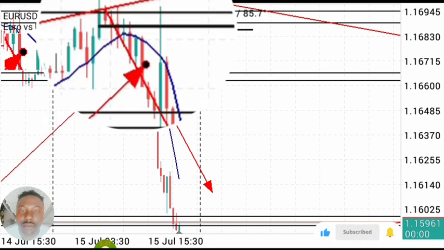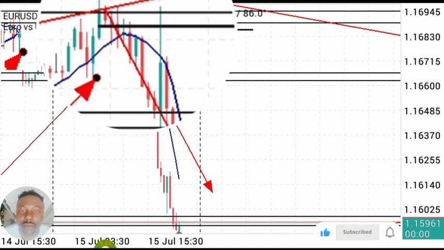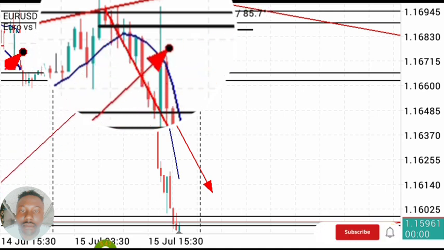Now here's the close candle. This is the close candle here. This is the candle that closed below this candlestick.